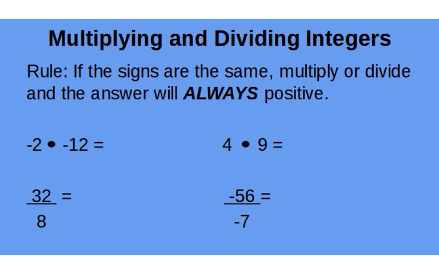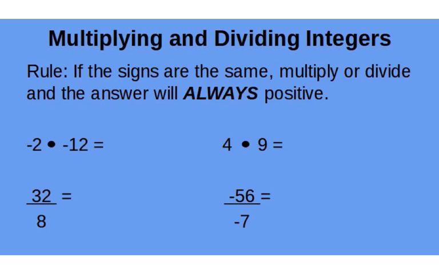The first rule in multiplying and dividing integers is this. If the signs are the same, you multiply or divide and the answer will always be positive. That's different than adding and subtracting. These are the easier rules to remember, so I just want you to remember this big one. If the signs are the same, multiply or divide, and the answer will always be positive.